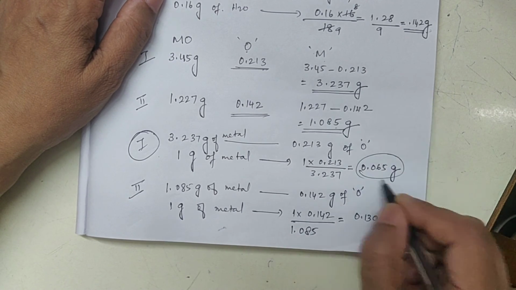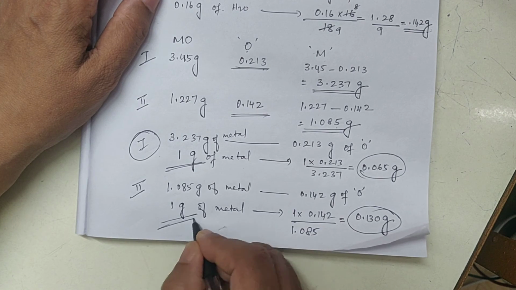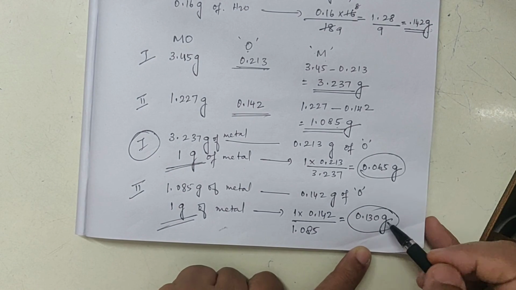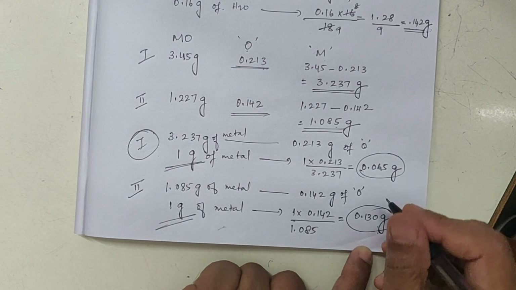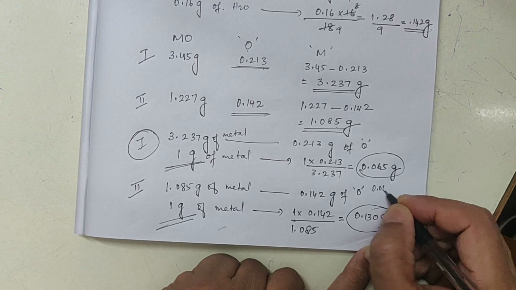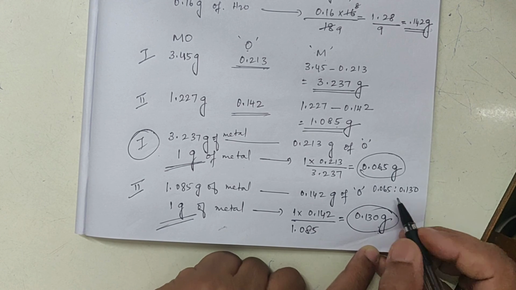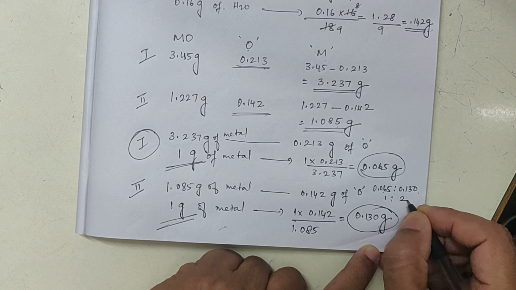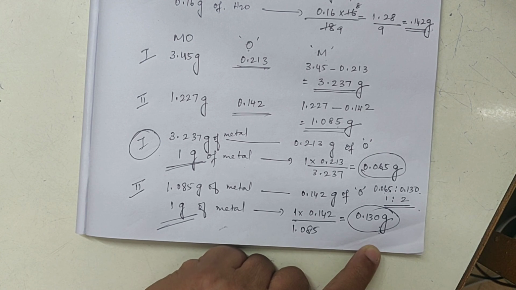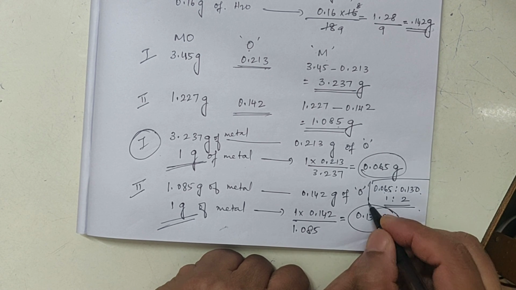Now you see the ratio between these two, because we have standardized to 1 gram of metal, we have to find the ratio of oxygen, and you have to say that it is a simple ratio. 0.065 is to 0.130. 65 into 2 is 130, isn't it? So that is 1 is to 2. This is the ratio. So that is how the law of multiple proportions is proved. So this is your final answer.